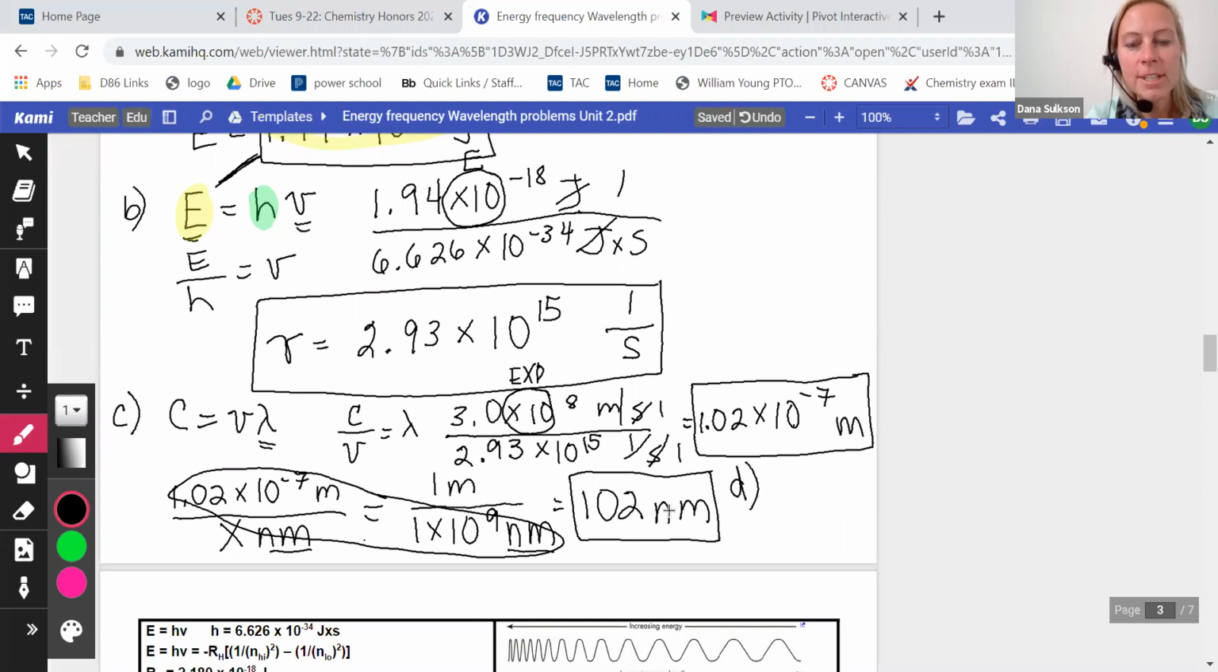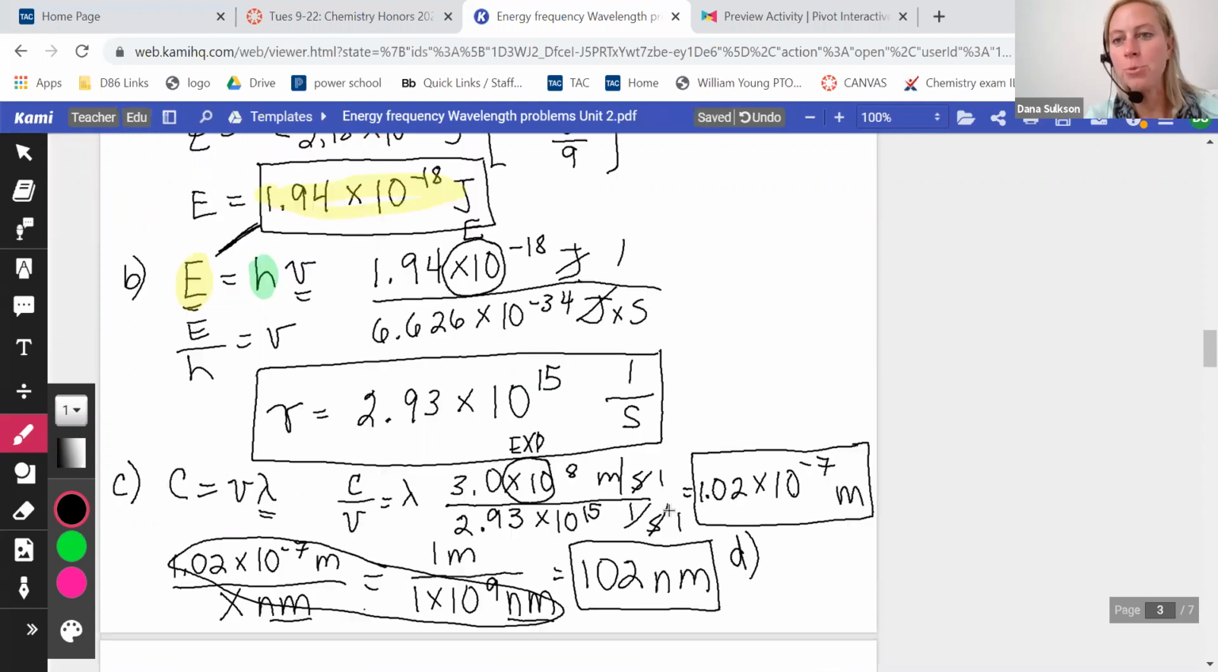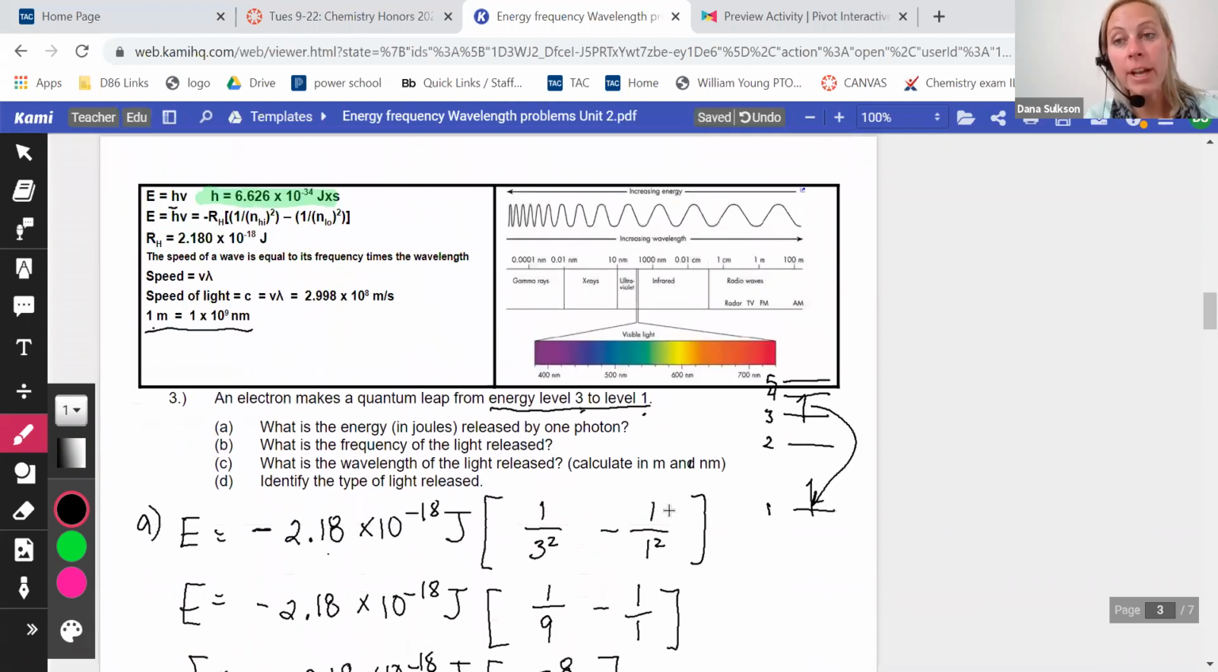So this leaves us with D. D is ultimately asking what type of light is released. When I say type of light, that's energy, not necessarily visible. So let's take a look at the visible light. From a little while ago, we realized visible light goes down to about 350 and goes all the way up to about 800. Your ultraviolet starts at 10 nanometers and goes up to about 350, 345.